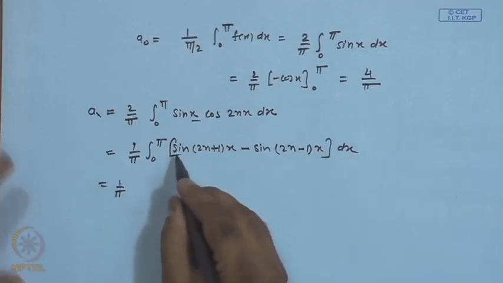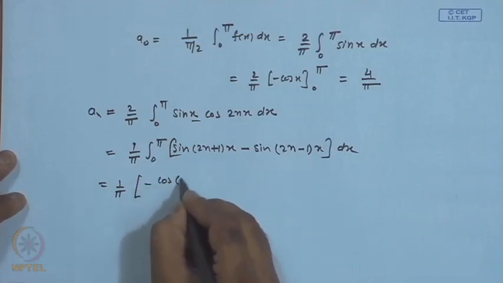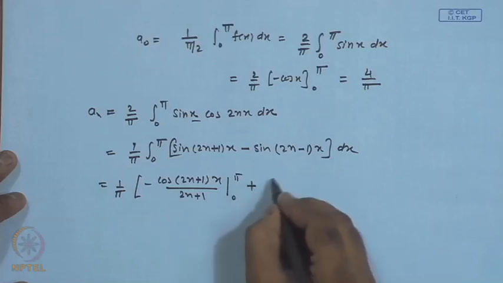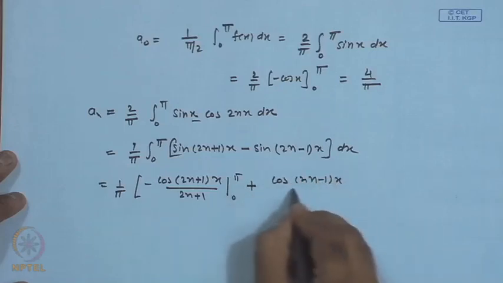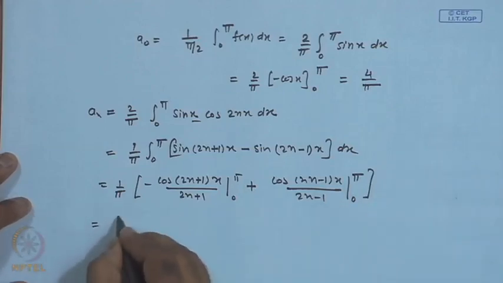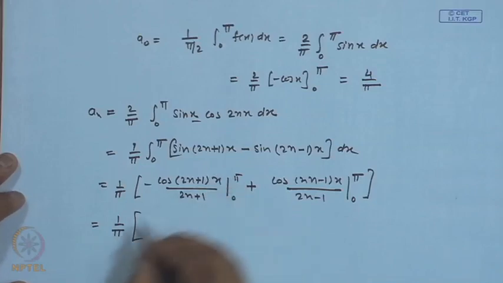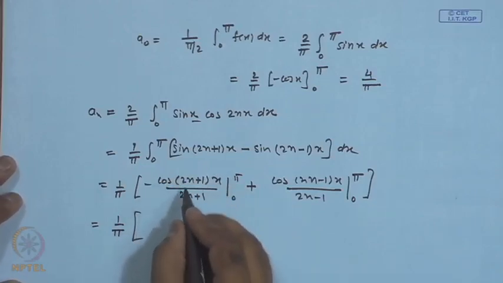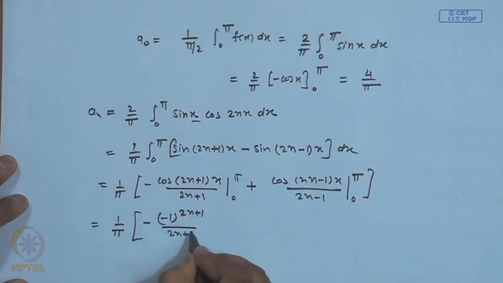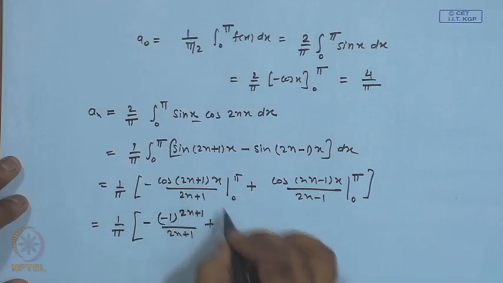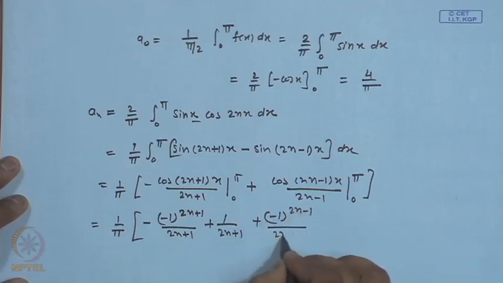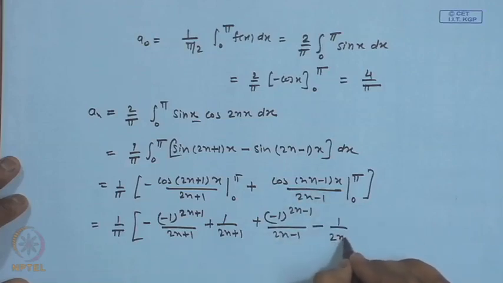So, we have sin x, that is cos, with minus sin 2 n plus 1 x over 2 n plus 1, and the limit 0 to pi, and we have here sin 2 n minus 1 x over 2 n minus 1, and again 0 to pi. So, we have 1 over pi, and then when we put this pi here, we get minus 1 over, keep minus 1 power 2 n plus 1. So, we have with minus and minus 2 n plus 1 over 2 n plus 1, and then minus minus plus, cos 0 would be 1. So, over 2 n plus 1. Similarly, here we have minus 1 power 2 n minus 1 over 2 n minus 1, and we have minus then 1 over 2 n minus 1.